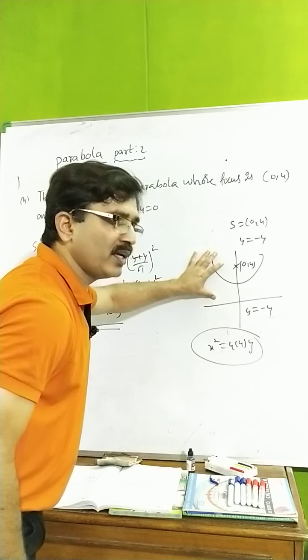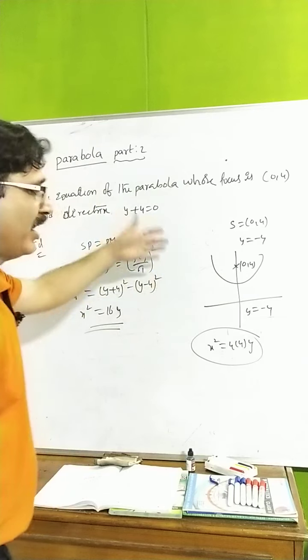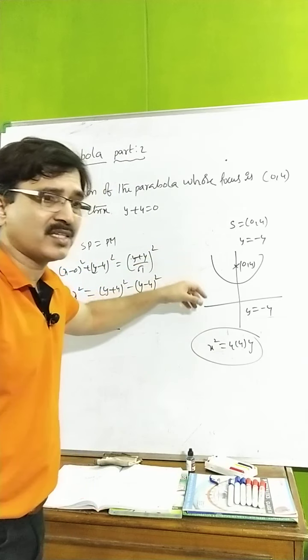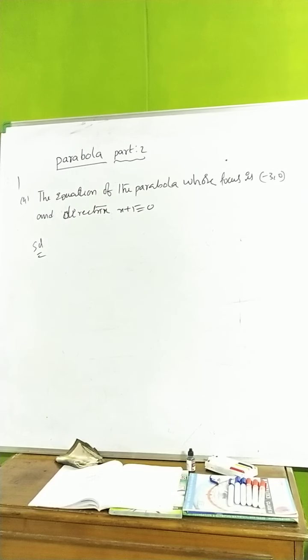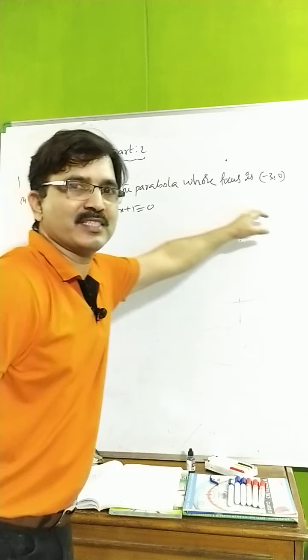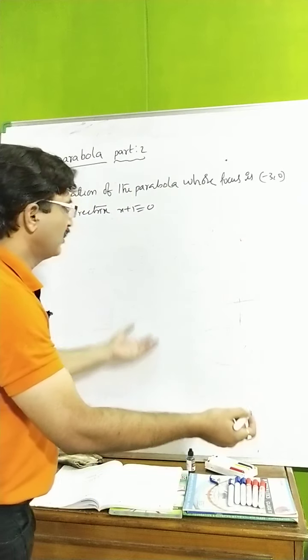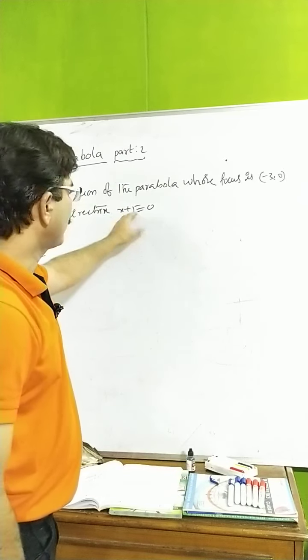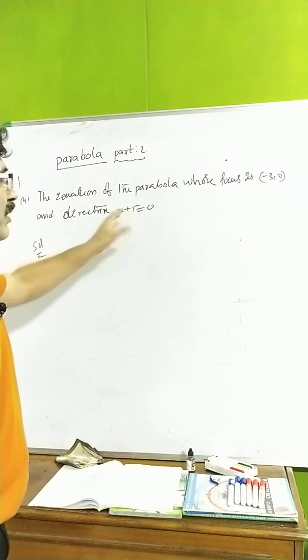But while writing this directly, there is a chance to commit a mistake. You take another example, I'll take, you see here. Now I have taken one more example. What is that? Focus is (minus 3, 0). And directrix is what? x is equal to minus 5. Minus 3, 0, and minus 5 is there.